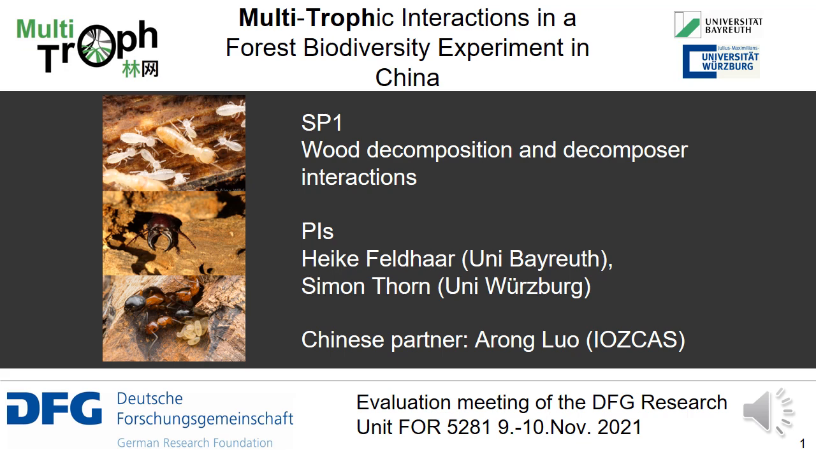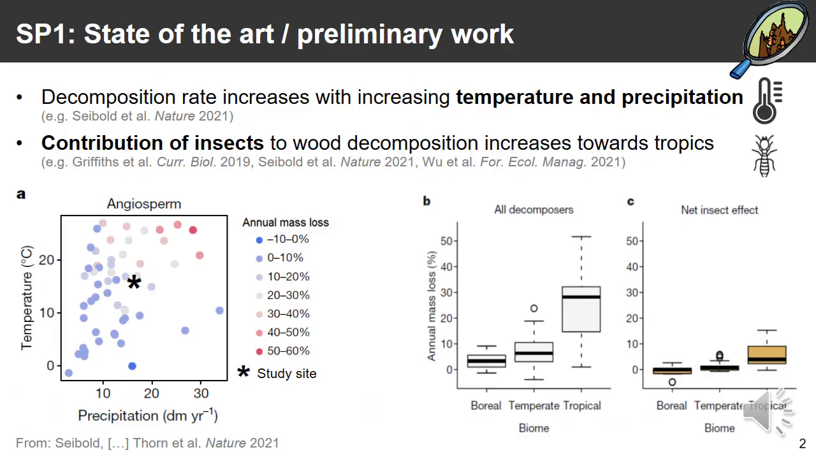In subproject 1, Simon Thorn, our Chinese counterpart Arong Luo, and myself, Heike Feldhaar, will characterize the bottom-up effects of tree diversity on wood decomposition and decomposer interactions. Decomposition is the primary process by which the stores of nutrients and carbon captured by plants are recycled and made available again to plants and organisms of higher trophic levels.